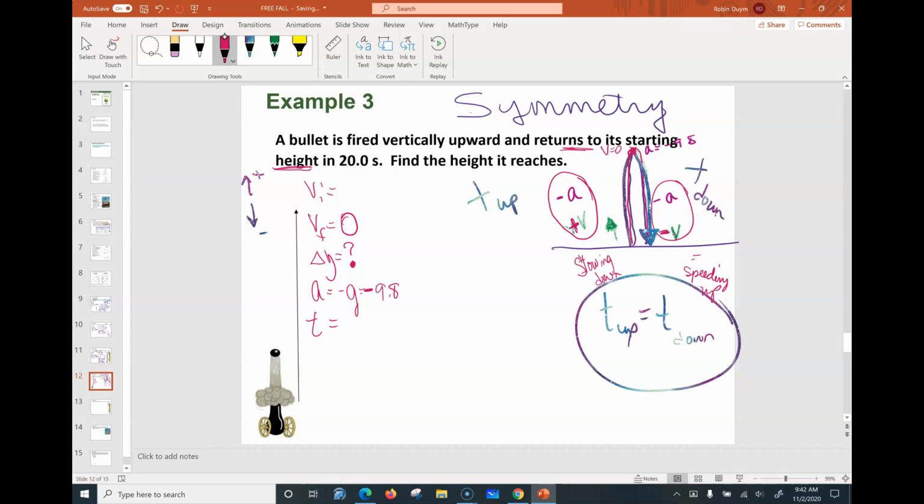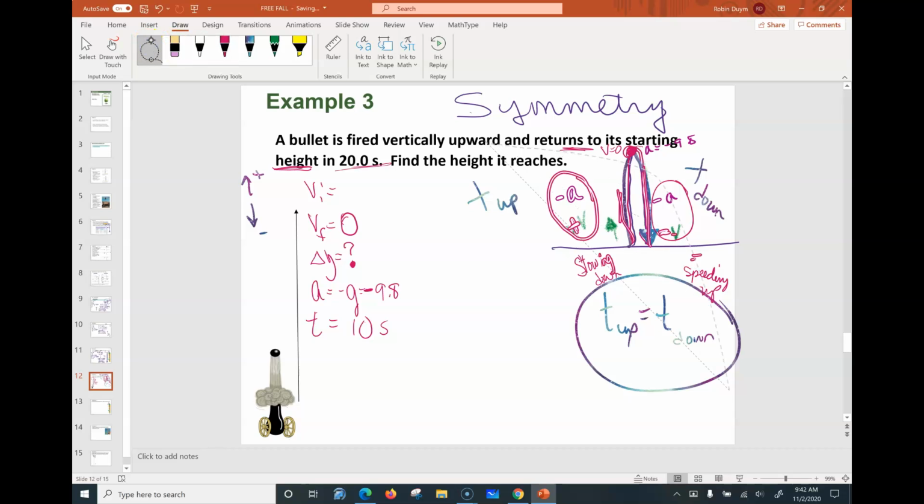Well, I know that the total trip up and down takes 20, so half of that trip is to get up here. So that would mean that half that time would be 10 seconds. So it takes 10 seconds for that bullet to reach its maximum height. Then it will take 10 seconds to come back down. So we can look at it this way. And the thing is, when you look at your equations, you have to have initial velocity somewhere. So this is going to be a two-step type of problem.